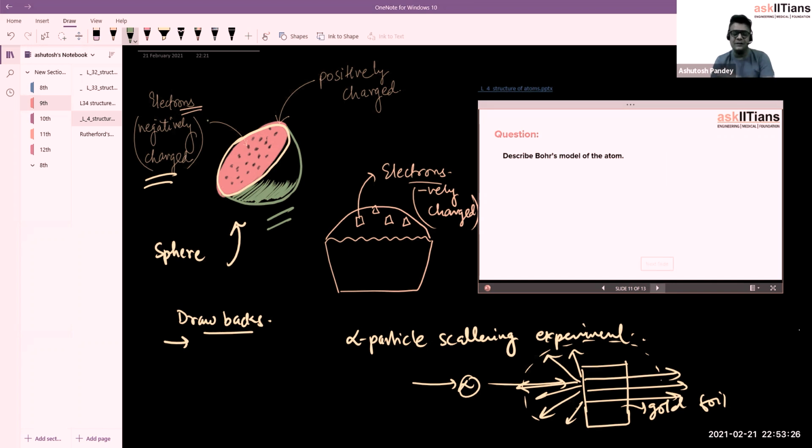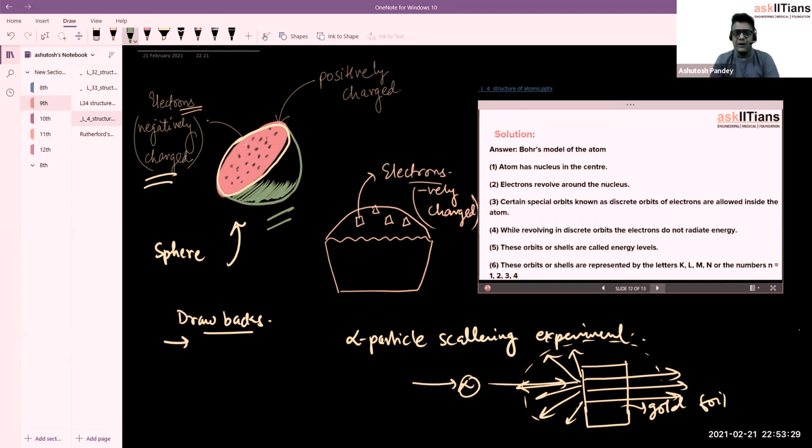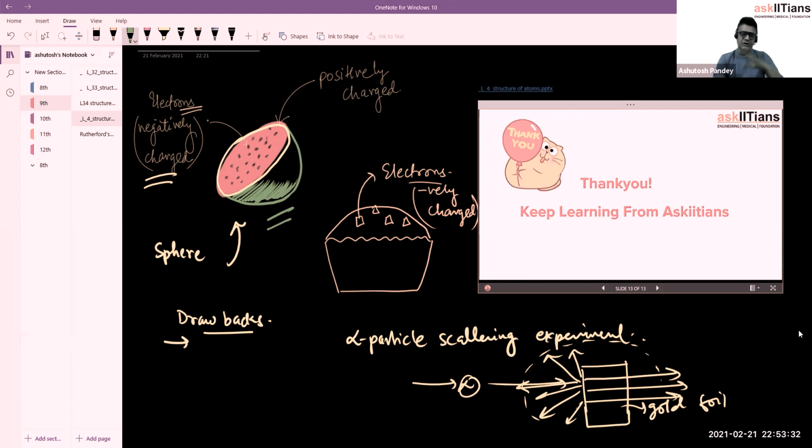We will take up Bohr's model in the next lecture. I hope you understood all these models, Thomson's model of atom and Rutherford's model of atom. If you have any query, please post it on the forum, and I'll be answering. If you have further queries, revise the whole lecture series. This was the fourth lecture of this series, in which we are going to complete this whole chapter, structure of atom, for class 9th.